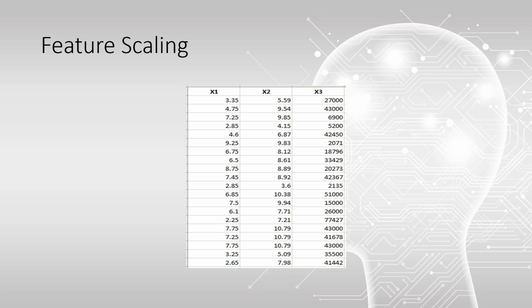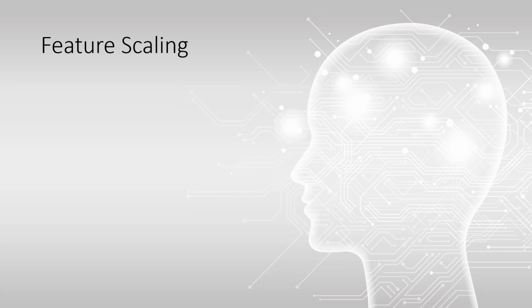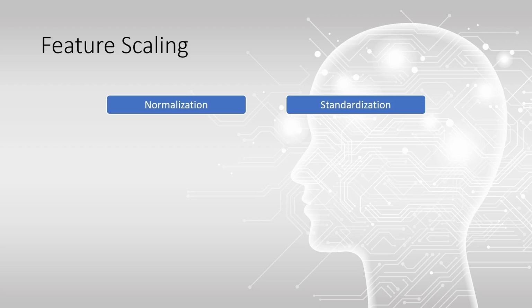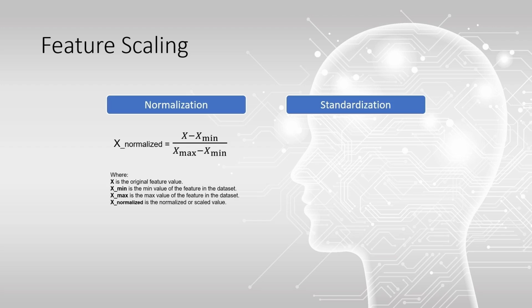Now let's have a look at what feature scaling actually is. So there are multiple types of feature scaling, multiple techniques. So we are going to look at two main ones, normalization and standardization.